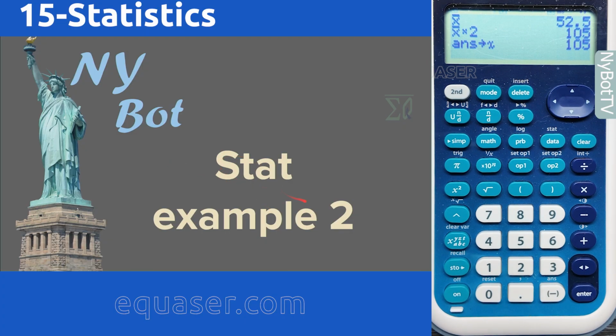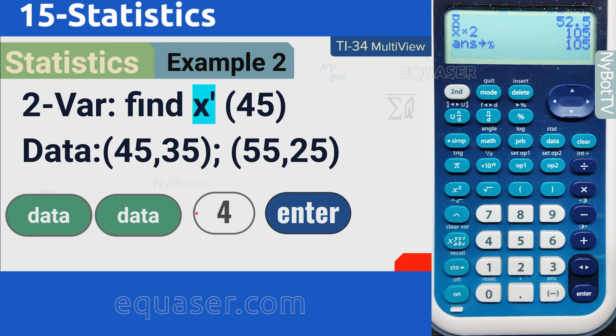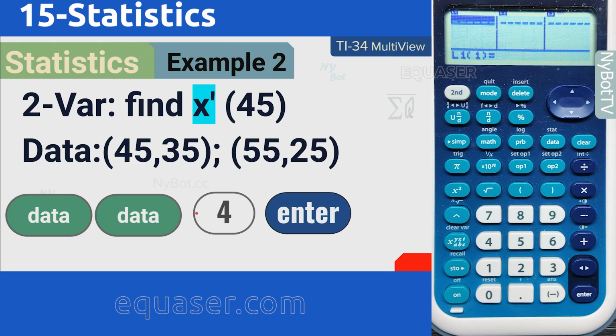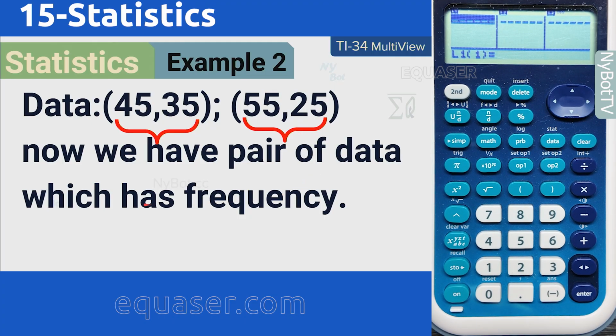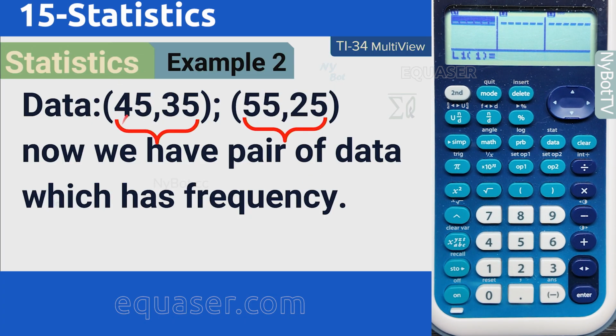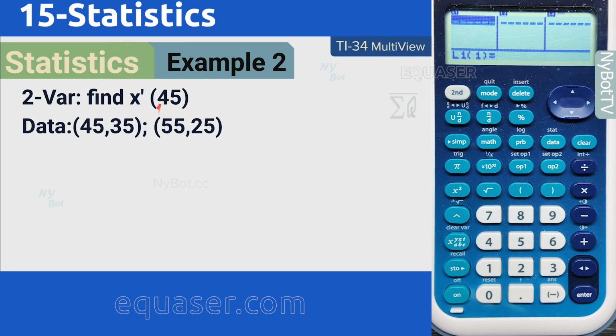Now let's have a look at statistics example 2. We want to find at 45. So these are our data. Let's press data 4, clear everything. And now we have pairs of data which have a frequency. This is x and y. This is a number, this is a frequency. So pairs of data, and we want to find that.